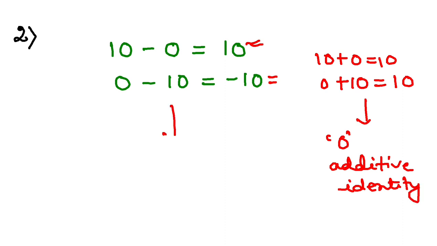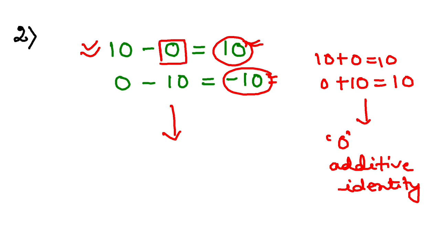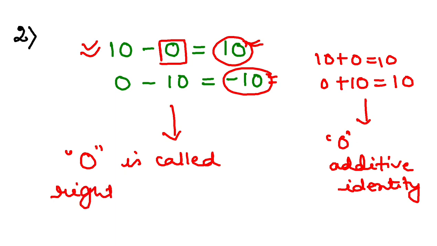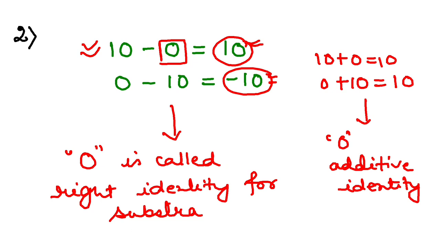Here I cannot say 0 is the identity for subtraction, because in the first case I am getting 10, in the second case I am getting minus 10. I am going to consider this one only. Now in this case, is 0 on the right side or left side? 0 is on the right side. So here your 0 will be called right identity for subtraction. I hope I am clear. In case of addition, 0 is the identity, right and left both. But in case of subtraction, 0 is the right identity. You should understand this concept.